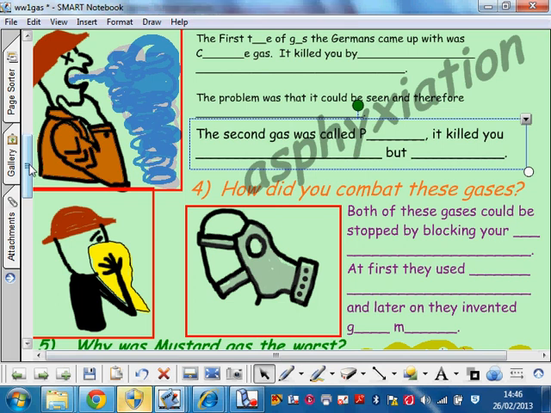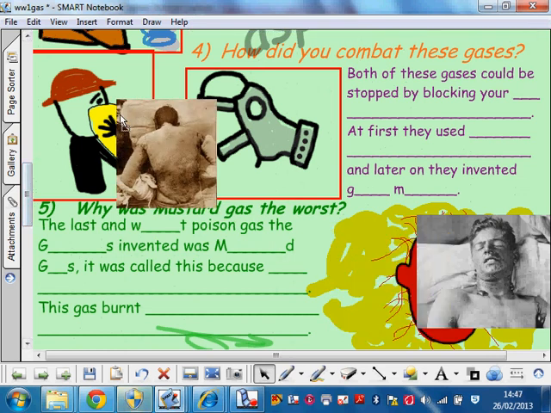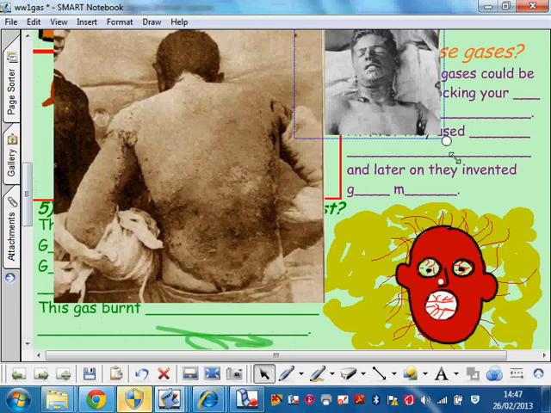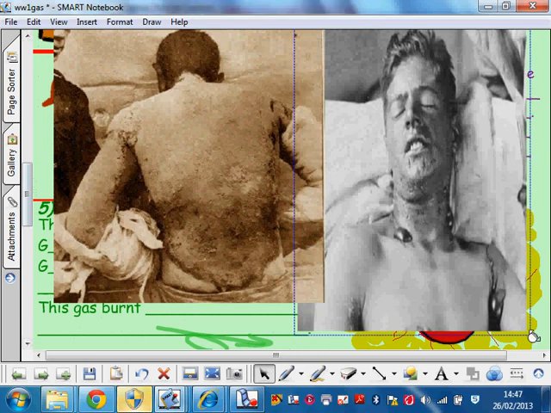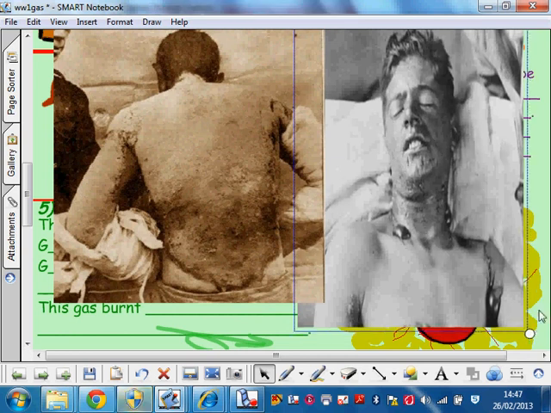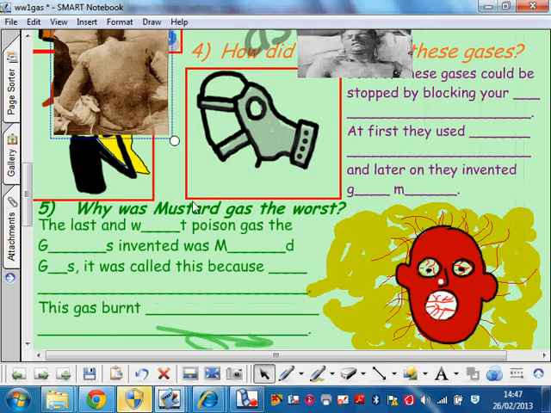So chlorine and phosgene have been beaten, so the Germans came up with their last and worst gas, mustard gas. In these photographs here, you can see the effects on people who've been mustard gassed. It was like an acid in the air. It literally burnt. If you breathed it in, it burnt your lungs. If it got to your skin or your eyes, it burned them. If it got to your eyes, it could blind you. So the last and worst poison gas the Germans invented was mustard gas. It was called that because it was visible and it was a sort of dirty yellow mustardy colour. And whenever it touched you, it was like acid in the air, it burnt you.